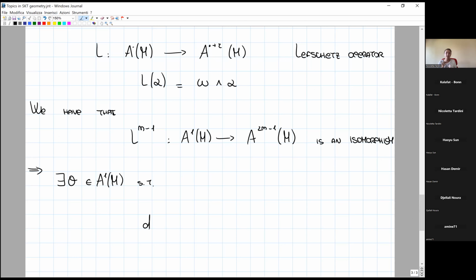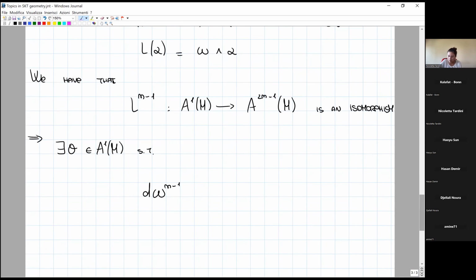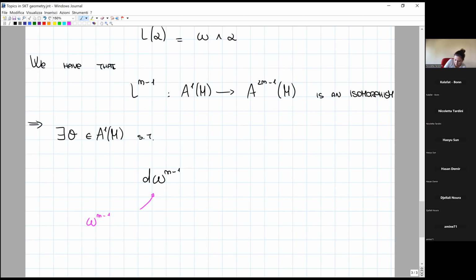let me see, you take the differential d applied to omega to the n minus 1, I mean omega wedge omega and so on, wedge omega n minus 1 times. So this form has degree 2n minus 2, and you apply the differential, so this is a form of degree 2n minus 1. But since this is an isomorphism, in particular it's surjective. So there exists a one-form that I call theta, such that d omega^(n-1) is equal to L^(n-1) of theta.